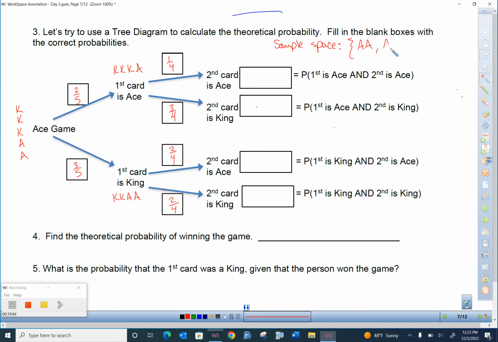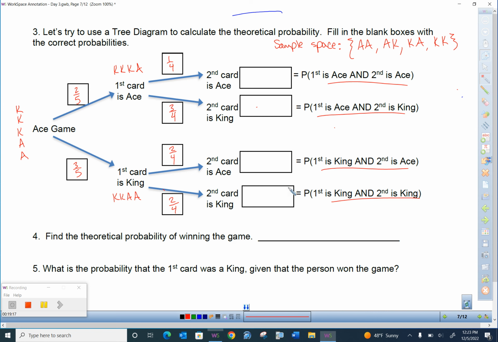We could have an ace, then a king. We could have a king, then an ace. Or we could have a king, and then another king. And that's what these represent in our tree diagram, the 4 possible outcomes.